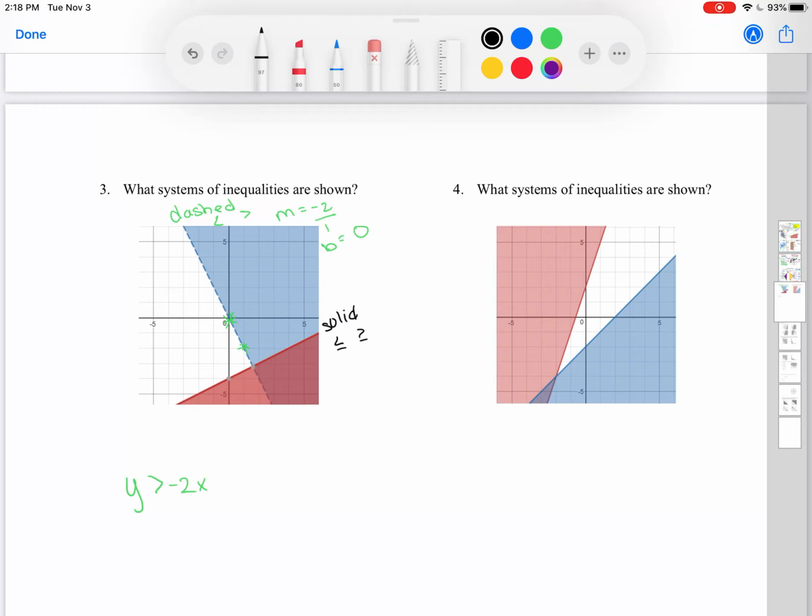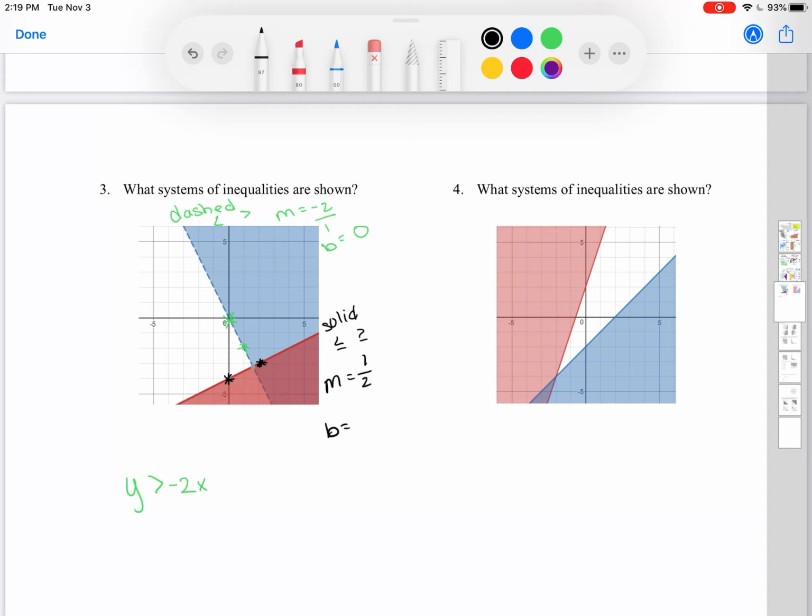Now that only takes care of one function. I still have to take care of this red line down below. So we're going to do the same procedure. Mark off whether it's dashed or solid. So this time it's a solid line. My only options are less than or equal to and greater than or equal to. And let's go and find the same two things, my slope and my intercept.